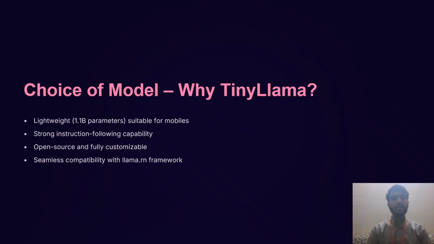We have chosen Tiny Llama because it offers a good balance between size, performance, and compatibility. It is much smaller than other models like Mistral and Llama 2 and can be quantized down to 4-bit without losing basic language understanding. This makes it suitable for mobile deployment, especially for apps that need to run offline. It is also supported by Llama CPP and works smoothly with llama.rn, which made it easier to integrate with our React Native project.